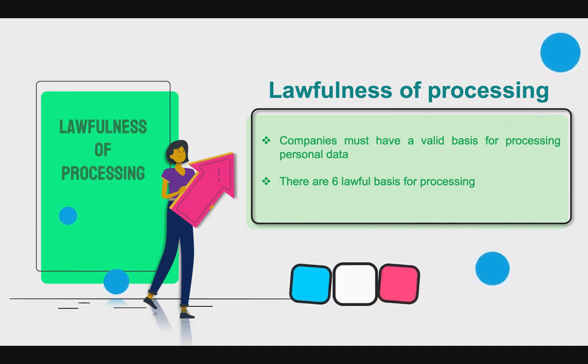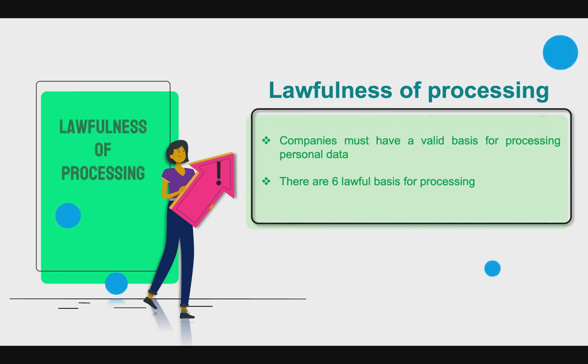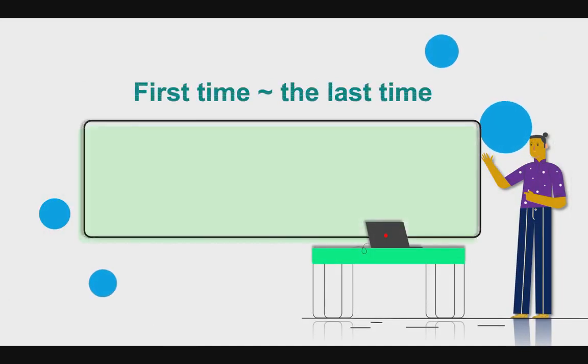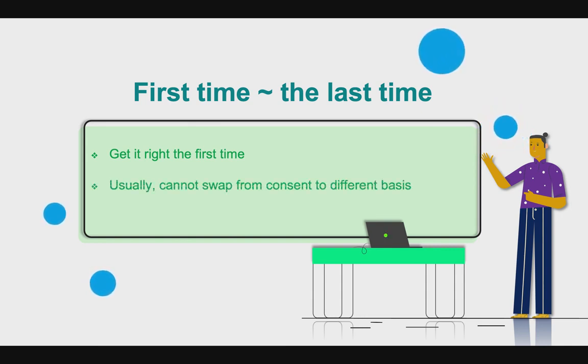In this video, we will focus on the purpose of lawfulness of the processing. The most important thing with the lawfulness of processing is that the businesses should take care to get it right the first time. They should not swap to a different lawful basis at a later date without a good reason. In particular, companies cannot usually swap from consent to a different basis.